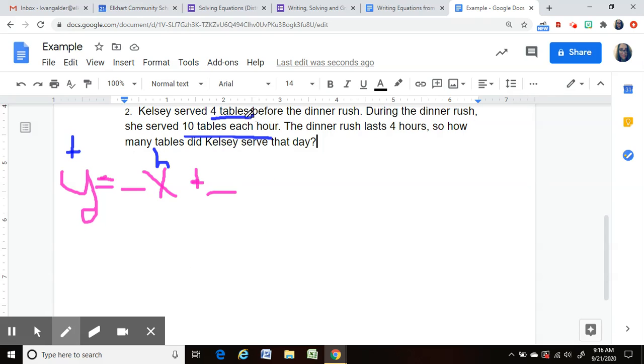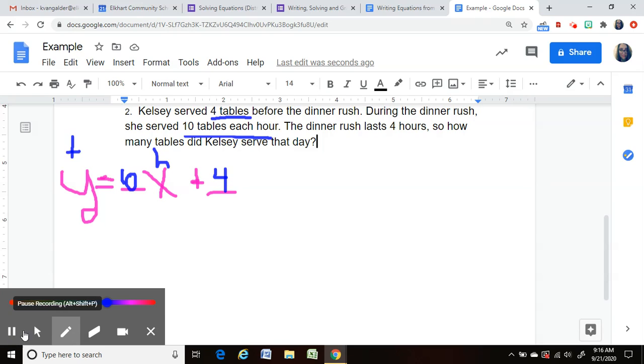We have the word each. If you see the word each, per, every, the number next to it is probably your slope. So that 10 is my slope. And then she served 4 before this dinner rush started. The dinner rush lasts 4 hours. So how many tables did she serve that day?